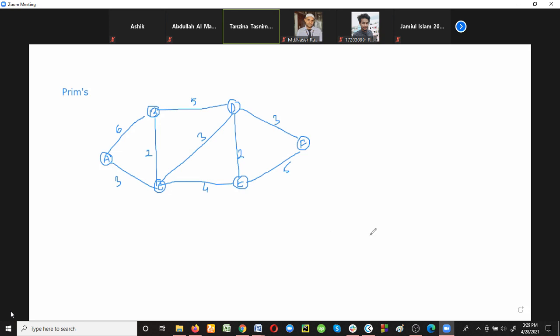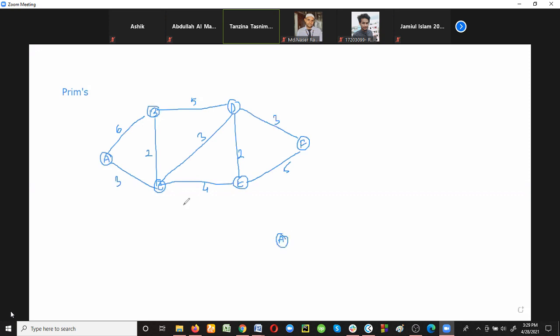And in a minimum spanning tree, the total weight will be minimum, right? So now how can we choose the edges from this graph? In Prim's algorithm, we can take any vertex. It can be B, D, or C. Suppose we are taking the first one, that is A. A is the first vertex.